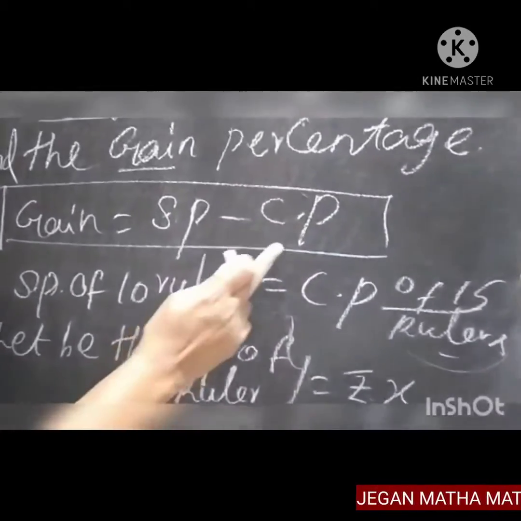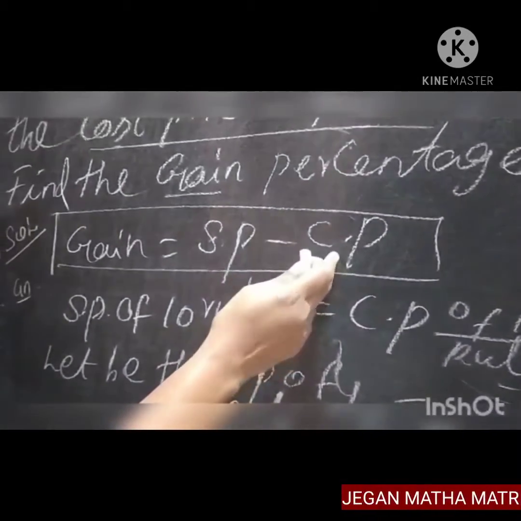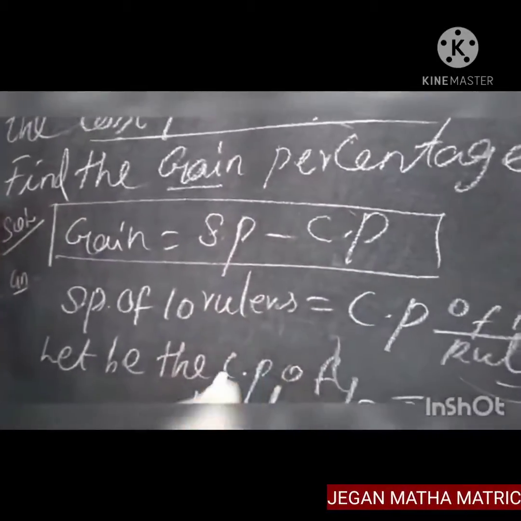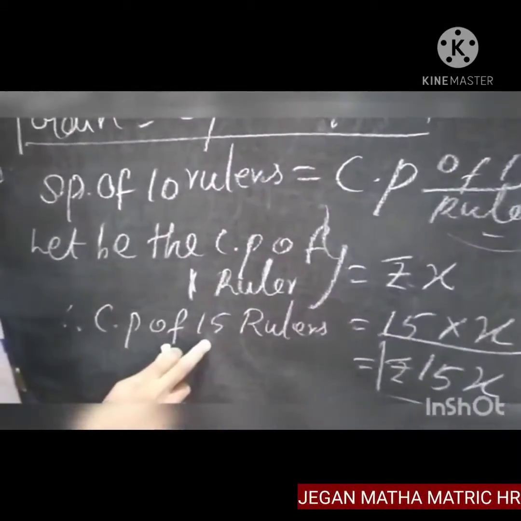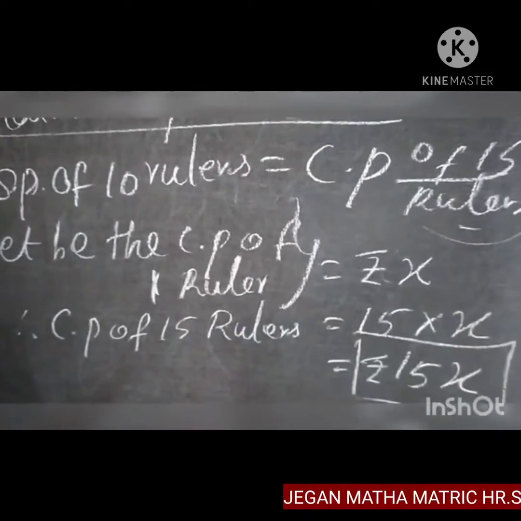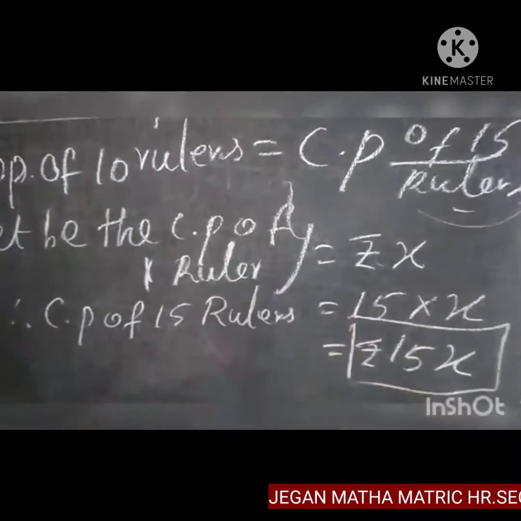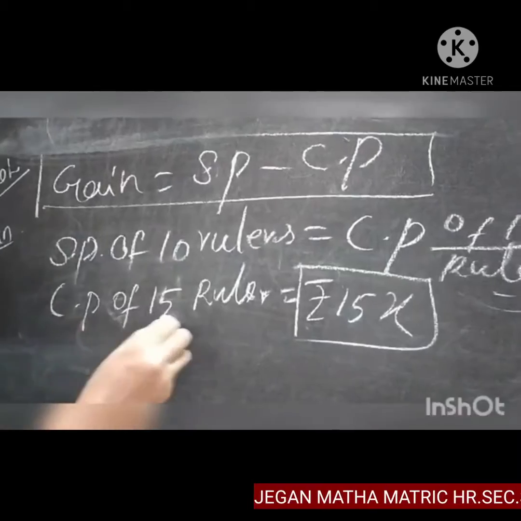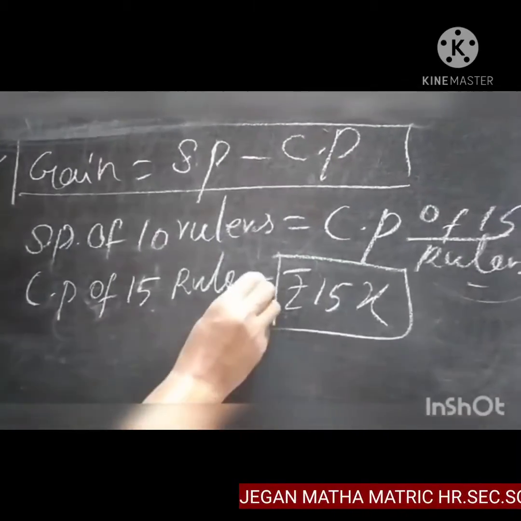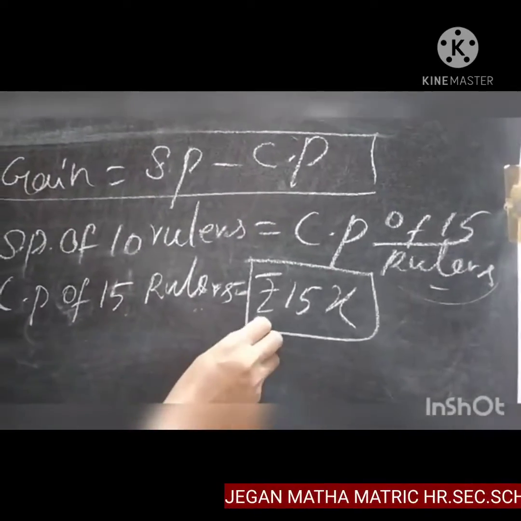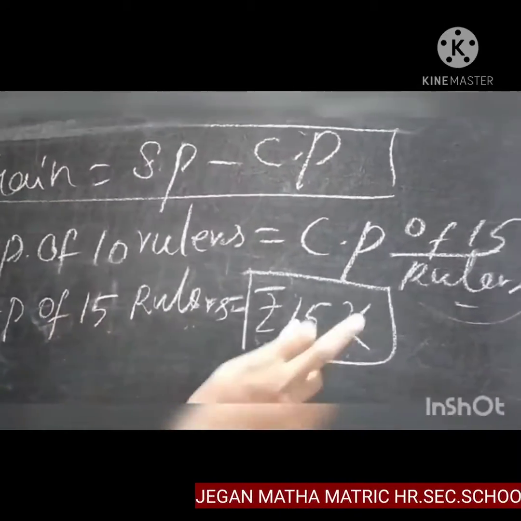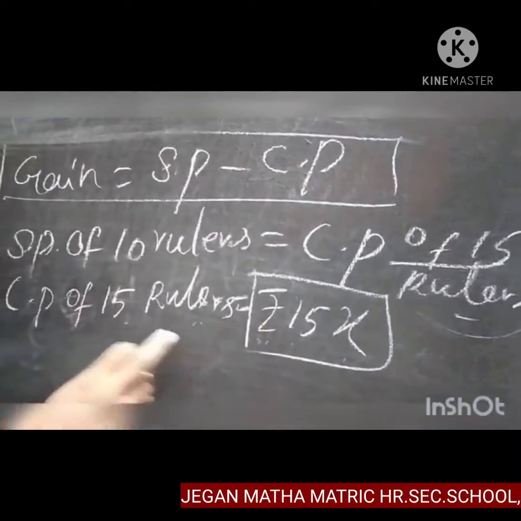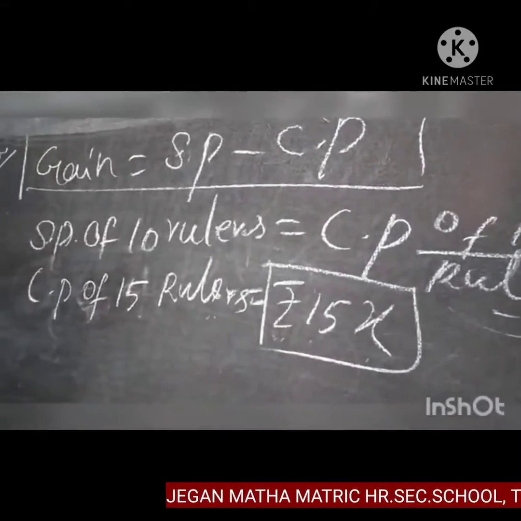So first you have to calculate the cost price of one ruler. We don't know the value, so put rupees X. Therefore the cost price of 15 rulers equals 15 into X, 15X. We finished the CP of 15 rulers. The cost price of one ruler equals X, so the cost price of 15 rulers is 15X.